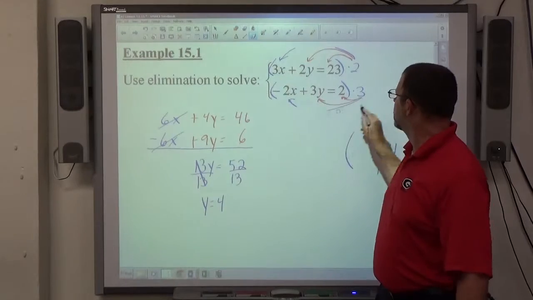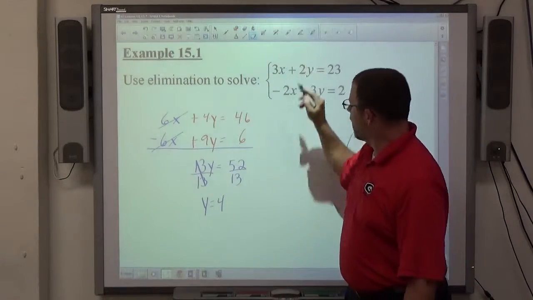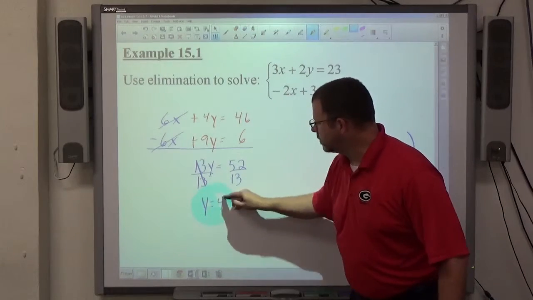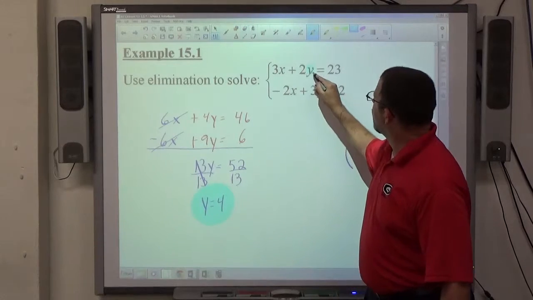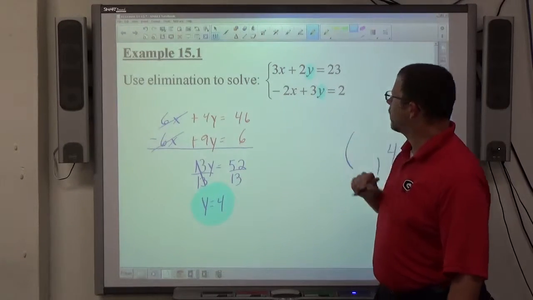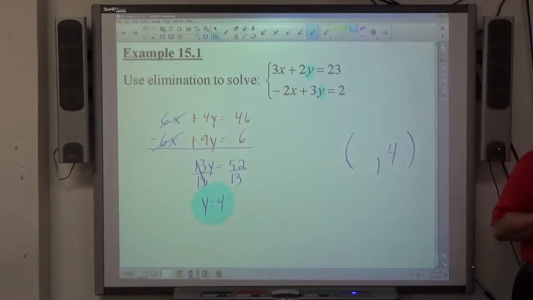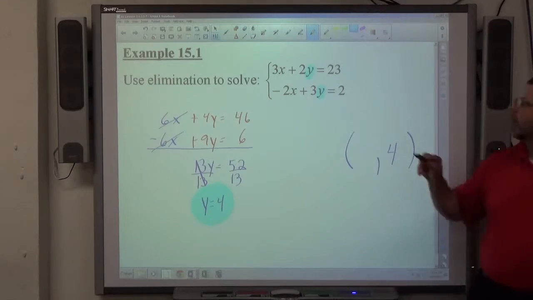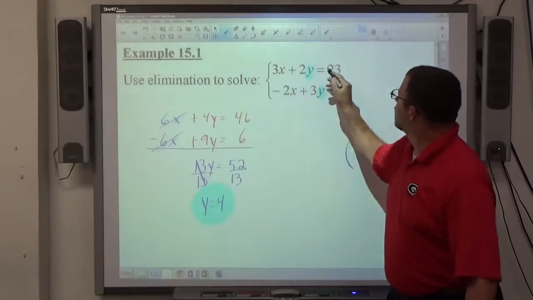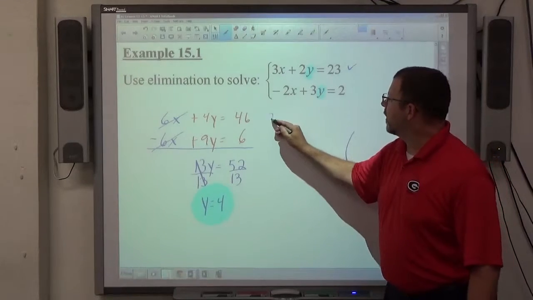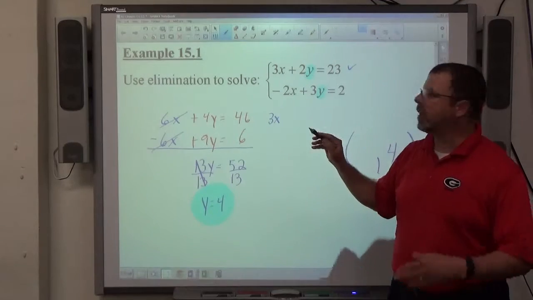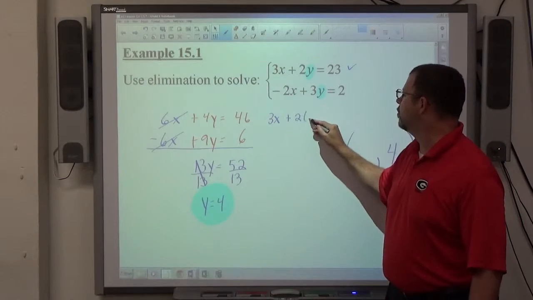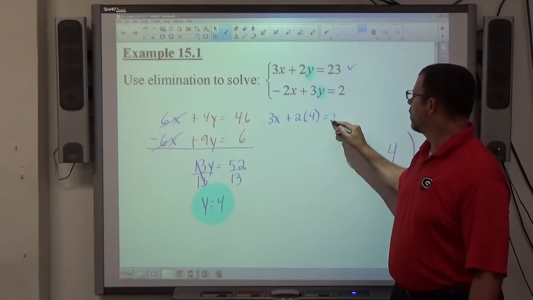So let me go back here, erase all this stuff. I just figured out that y equals 4. So I'm going to change either this y to a 4 or this y to a 4. Take your pick, doesn't matter. Either one of those equations will allow us to find out what x equals. So if I take this top one here, it says 3x. I don't know anything about x yet, so it stays 3x. It says plus 2y, 2 times 4 equals 23.